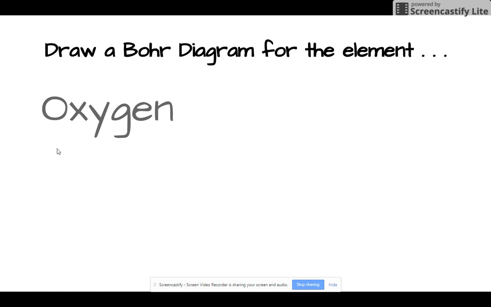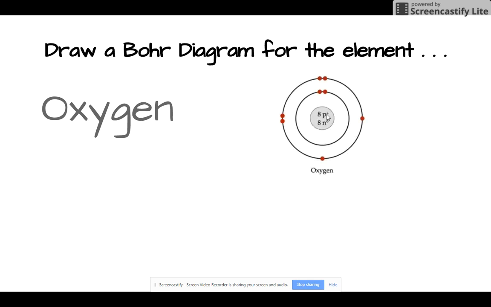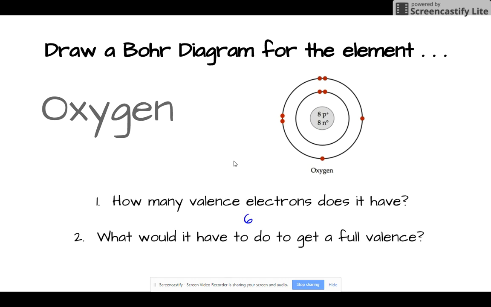Let's begin by drawing a Bohr diagram for the element oxygen. Oxygen has 8 protons, 8 neutrons, and then 8 electrons. Remember, the number of protons and electrons should be the same for a neutral atom. So we have 2 in the first orbit, 6 in the second orbit, and the second orbit is its valence electron level, so it has 6 valence electrons. How many valence electrons does it have? It has 6.